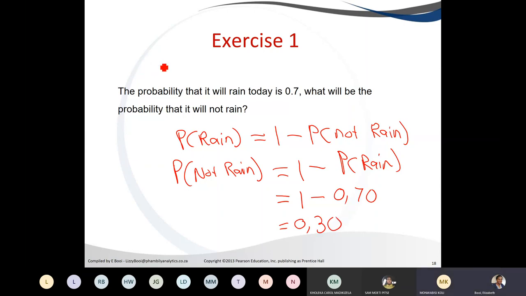So the question was asking you to find the complement of rain, which is not rain. Any questions? Then we take 15 minutes to do the addition rule. In the absence of questions, we move on.